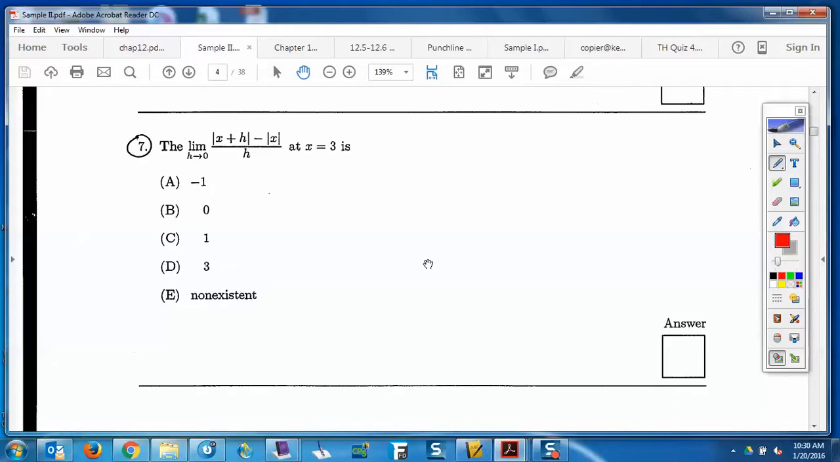Anytime you see a limit that has this look to it, what is that? What is that? It's the definition of the derivative. Only the single most important formula we've learned all year long. Right? It's the definition of the derivative.